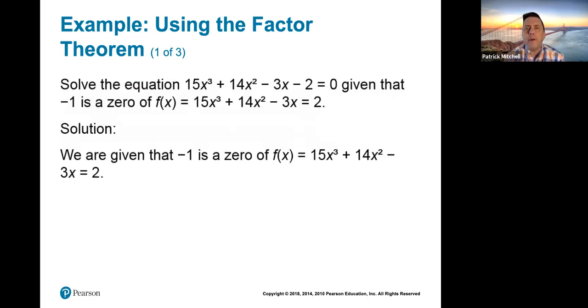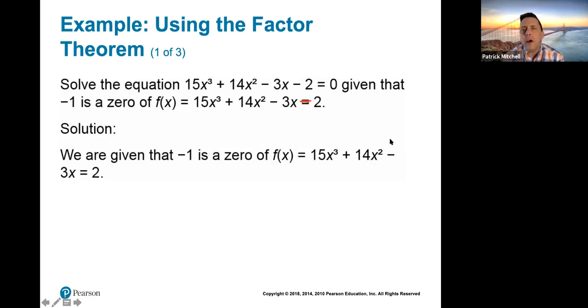Okay, so for example, in this problem, they want us to solve the equation 15x cubed plus 14x squared minus 3x minus 2 equals 0, given that the number -1 is a 0 of the polynomial f of x equals 15x cubed plus 14x squared minus 3x. Oh, I'm so sorry. That is supposed to say, I'm surprised I never caught that before. I probably did when I was standing in front of my class. That's supposed to be a minus sign. Okay.